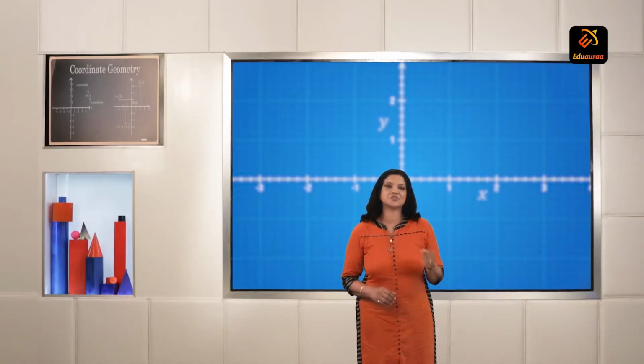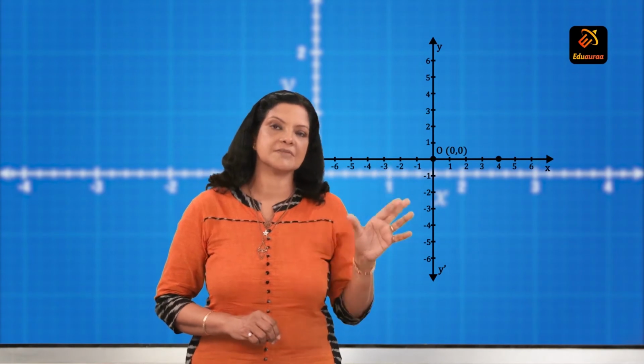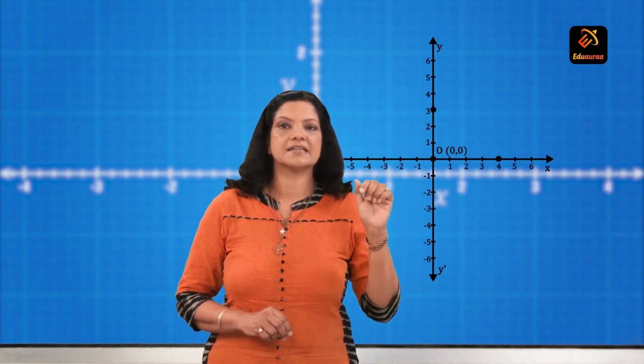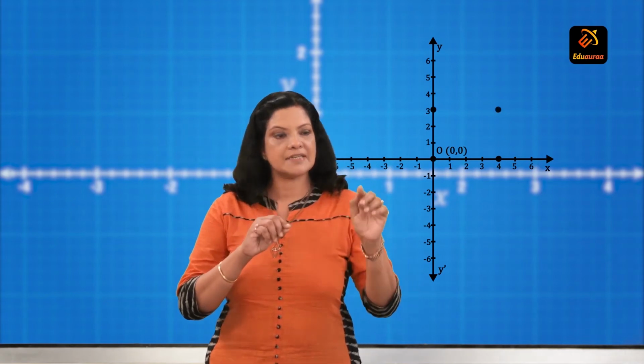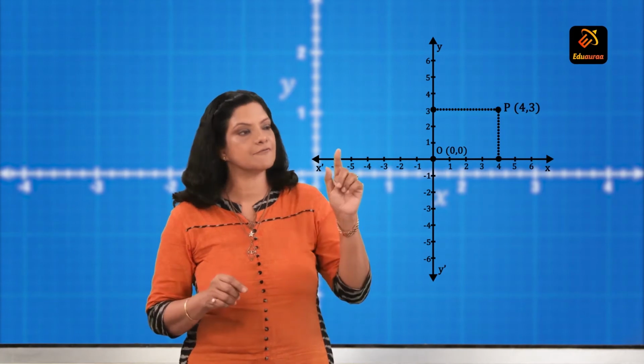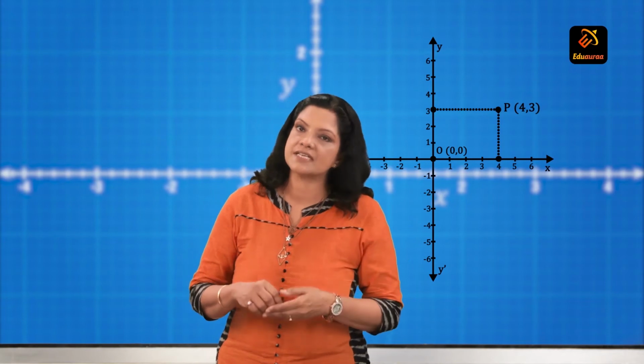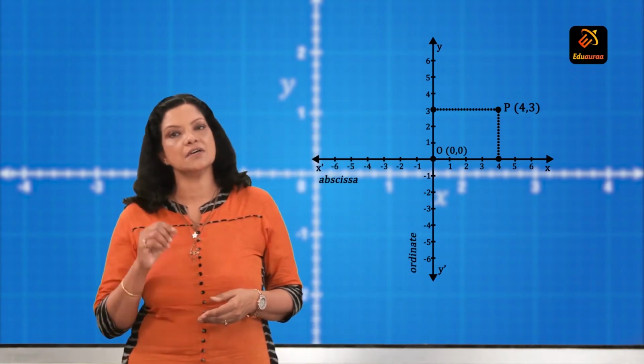Now, to fix the position of a point on the coordinate plane, what we will do is we will take the distance of the point from the y-axis first and then the distance of the point from the x-axis. Suppose the distance of a point from the y-axis is 4 units and the distance from the x-axis is 3 units. Then we will get a point, say P, whose coordinates are (4, 3). Here 4 is known as the x-coordinate or the abscissa and 3 is known as the ordinate or the y-coordinate.